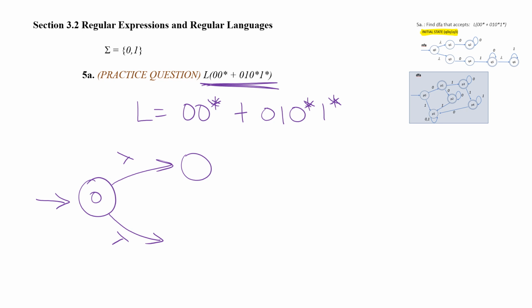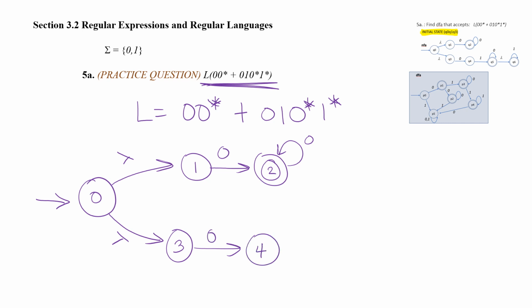So this one is going to be a 0 followed by any number of zeros. And the other language is going to be a 0. And again, you might be able to do it without, but I'm going to do it this way, so it's very clear.